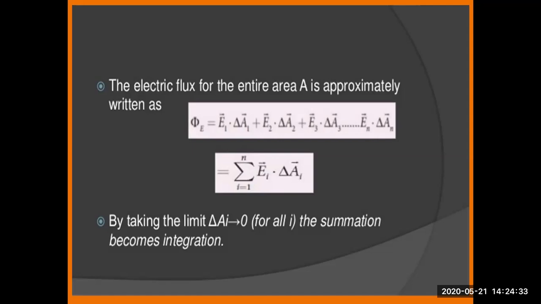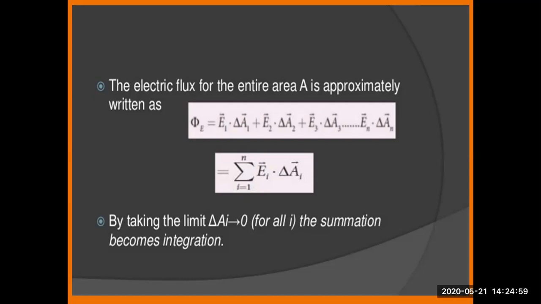The electric flux for the entire area A is approximately written as phi e equals E1 times delta A1 plus E2 times delta A2, and so on. So E will remain the same from 1 to i, and delta A will change, with i from 1 to n.